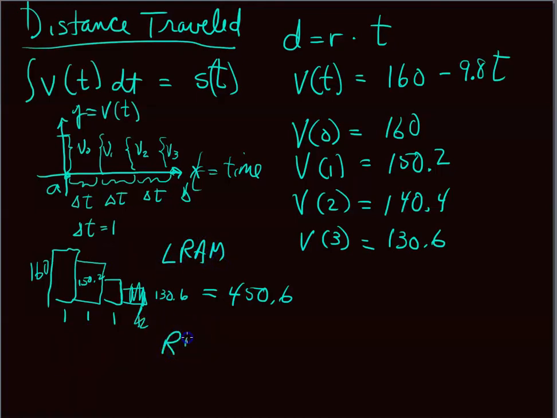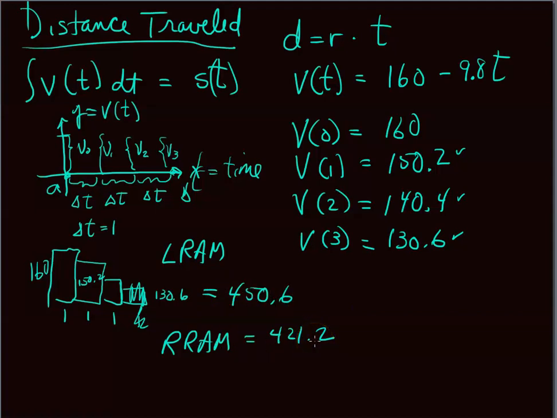Suppose we want to do the RRAM. Well, now we don't use the left side, the 160, but we do use the 150, the 140, and the 130.6, because that's using the right sides of these rectangles. And that gives us, if we add them all together, 421.2. Okay, so this is a little bit too high, this is a little bit too low.